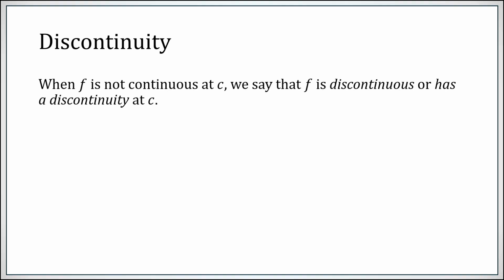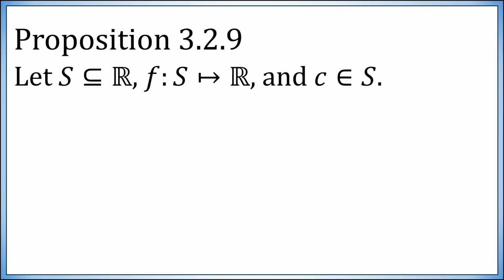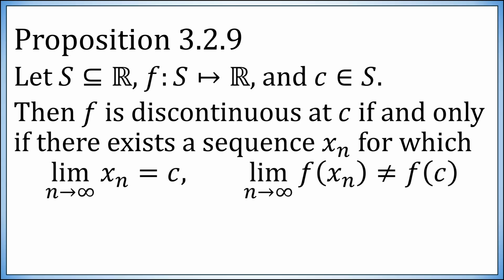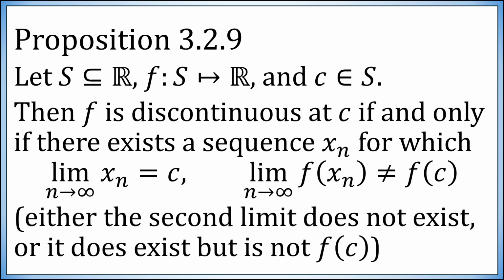Okay, what about discontinuity? If f isn't continuous at a point, you simply say it's discontinuous or has a discontinuity. So it's just a negation definition. We've already seen that an equivalence of continuity exists in terms of sequences, so we get an immediate result. Suppose you have a function defined on a set S, and c is an element of that set. f is discontinuous at c if and only if there is a sequence xn which is converging to c, but f of xn does not converge to f of c. Meaning either that second limit is something else or doesn't exist at all.